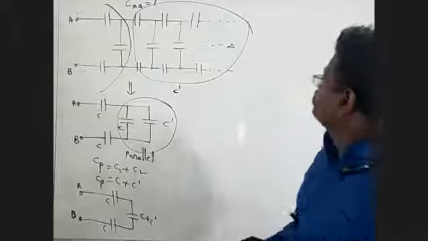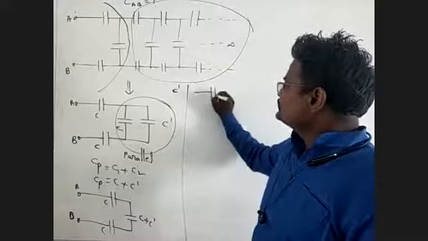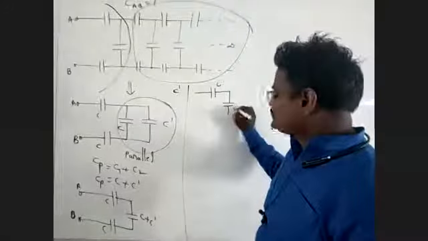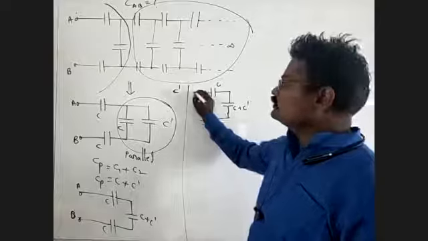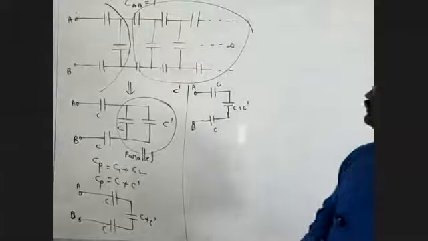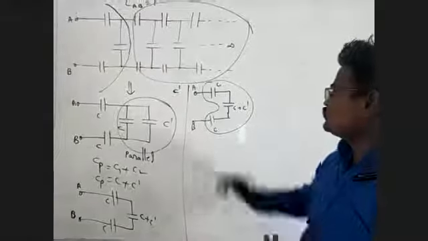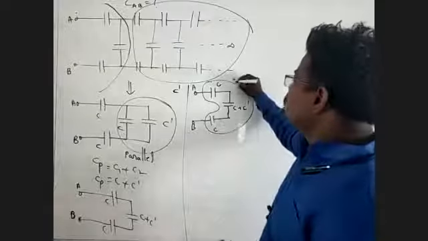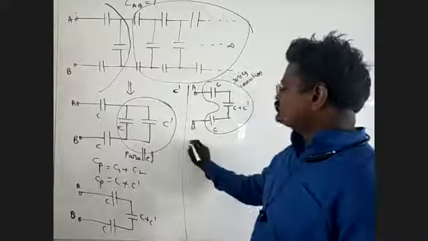How are we going to simplify that? You see, what is the circuit? This capacitor is C. This is C plus C dash. This is a C capacitor. Now this is the A terminal and this is the B terminal. All three capacitors are in series connection. So what is the formula?